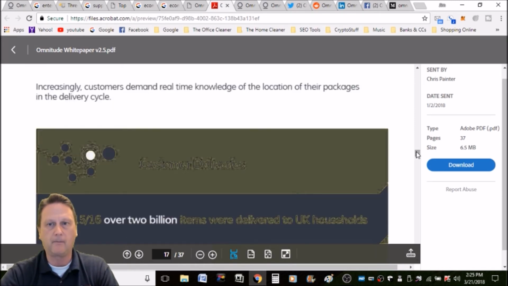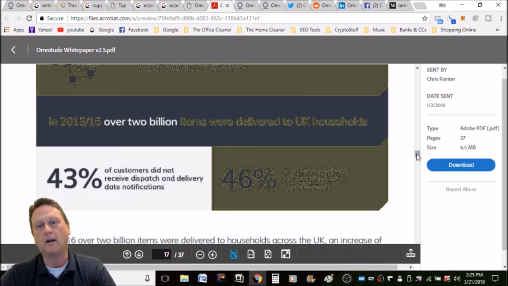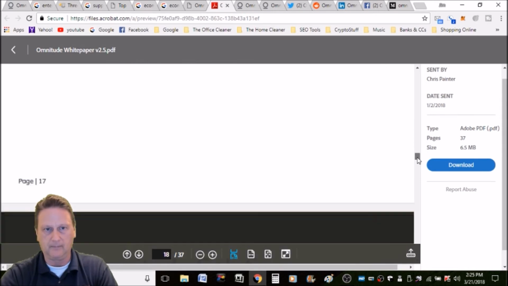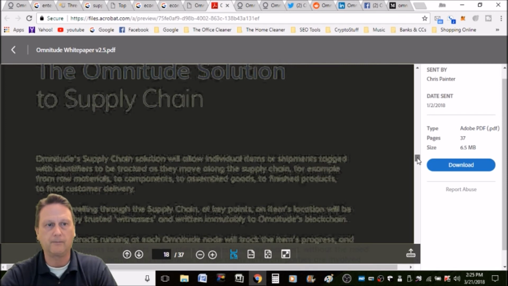Also, real-time information on customer deliveries is a problem, because either customers didn't receive dispatch and delivery date notifications, or the e-tailers did not receive a delivery confirmation, and so those are problems as well. You can't track the information like you're supposed to be able to, and that's a big problem. So the solution, again, is Omnitude.